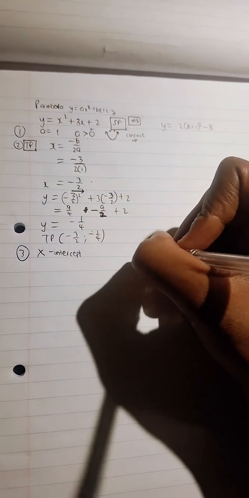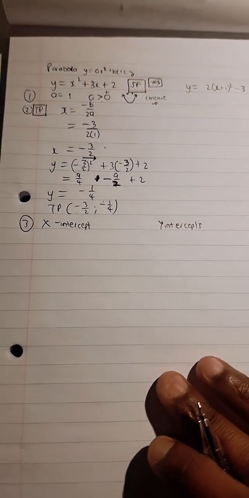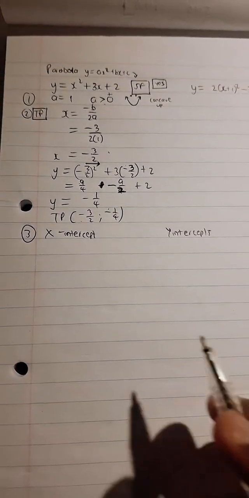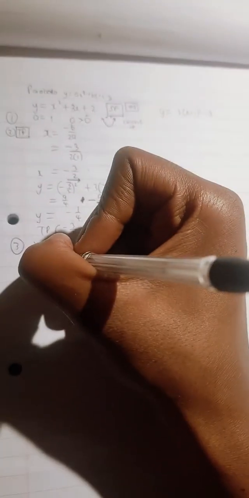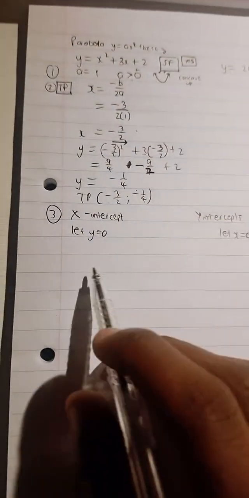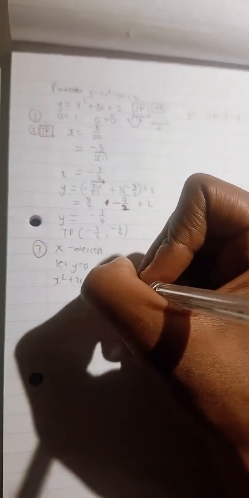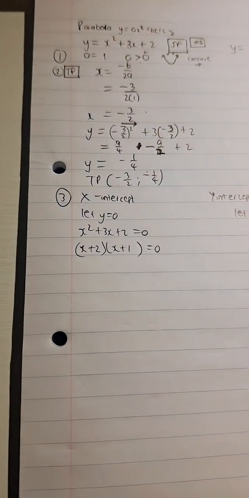Now, since we have that, it's time to find the x and the y-intercept, the dual twins. For the x-intercept, we let y be equal to 0. For the y-intercept, we let x be equal to 0. So let y be equal to 0 here. We say x squared plus 3x plus 2 equal to 0. Then we solve. Factorize time. x plus 2 and x plus 1.